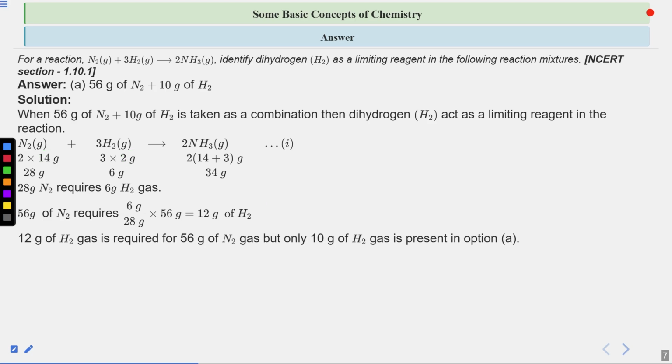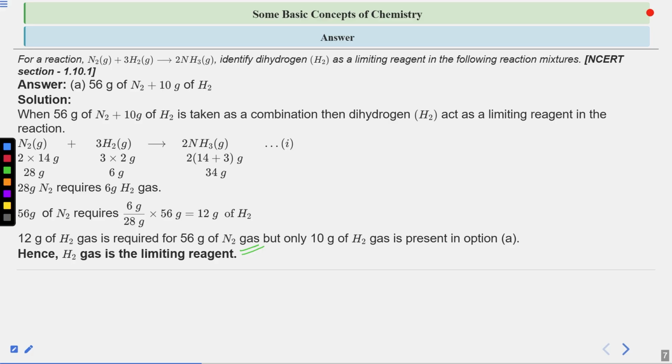Then, for H2, we require 12 grams, but the option has only 10 grams of H2. Therefore, H2 is present in less amount. So hence, in option A, H2 is the limiting reagent.